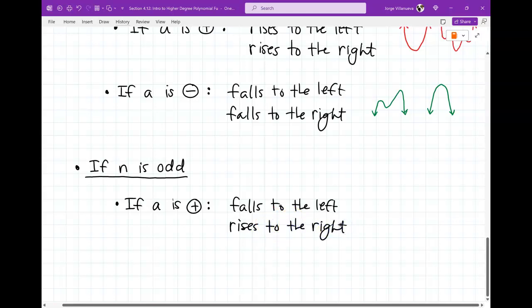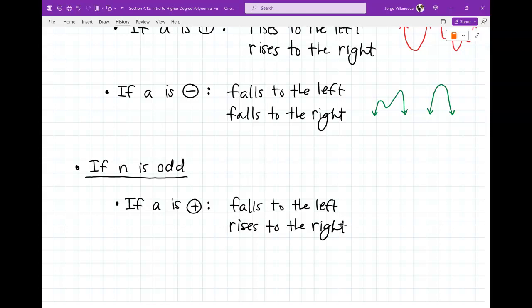This is going to be kind of weird, but if you have your notes, it's easy because all you have to do is ask yourself, okay, where's my degree? Degree is a power of 5. My number in front of that x value is like a positive 7. Okay, so it's a positive A with an odd power. What is it supposed to do? Falls to the left, rises to the right. Okay, that's what it does.